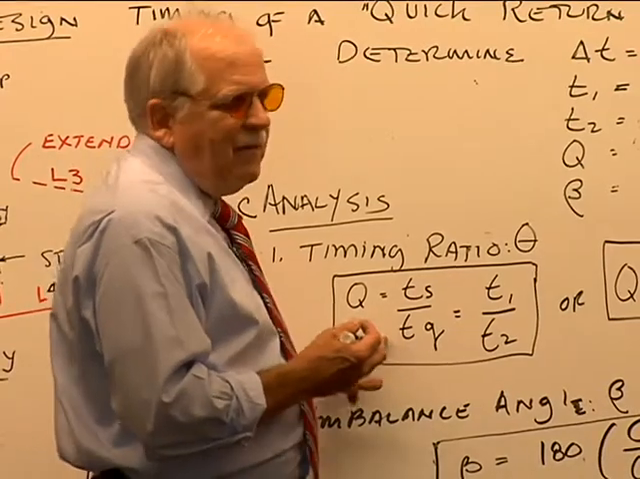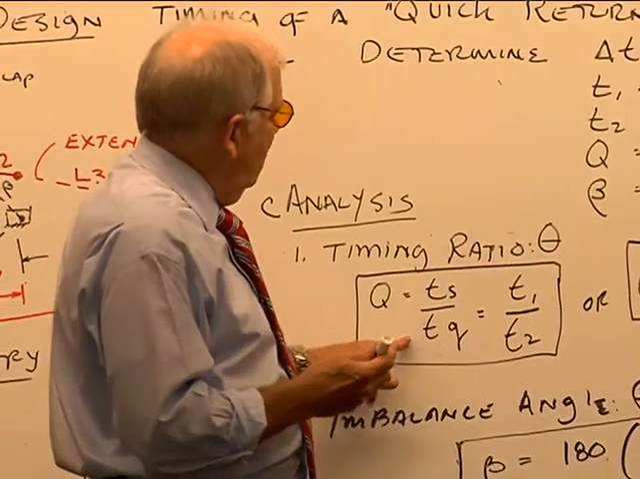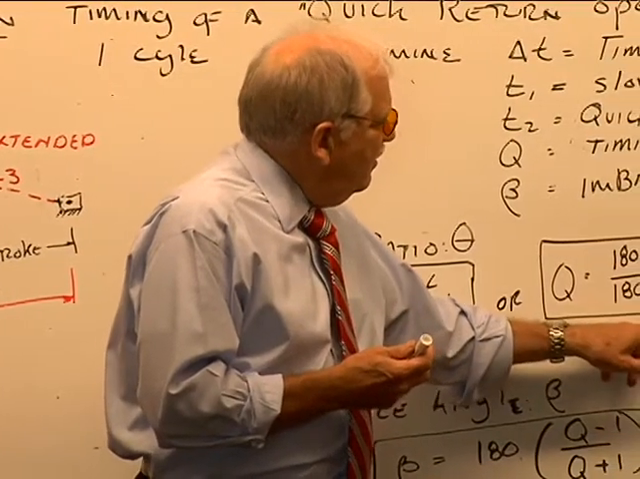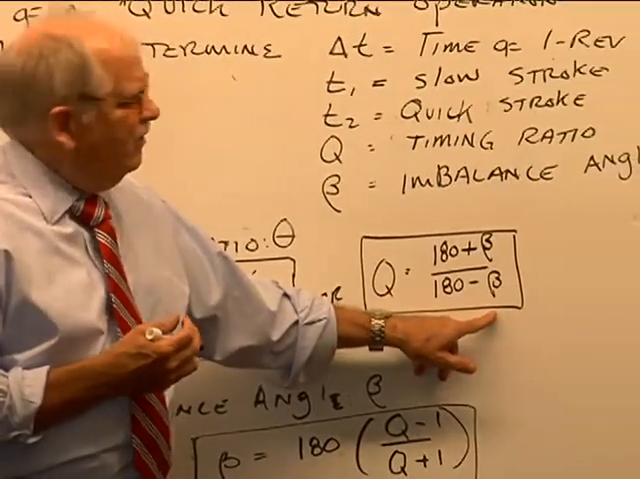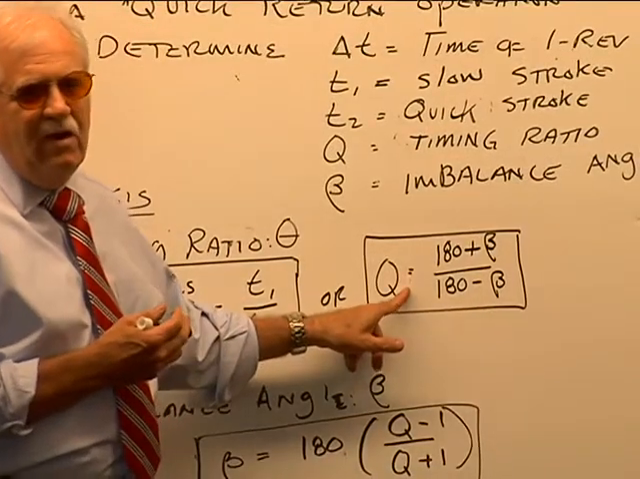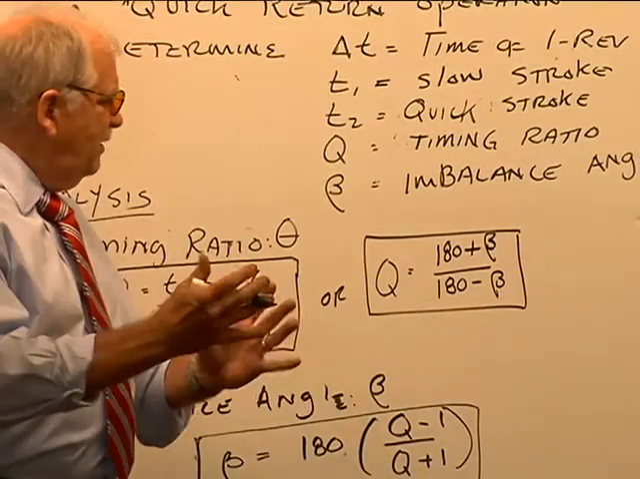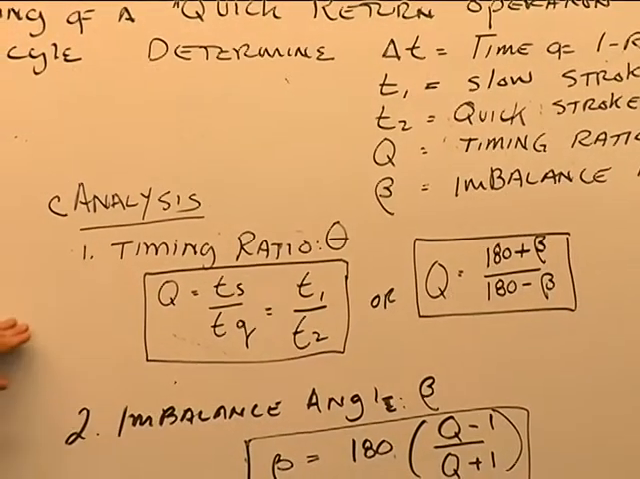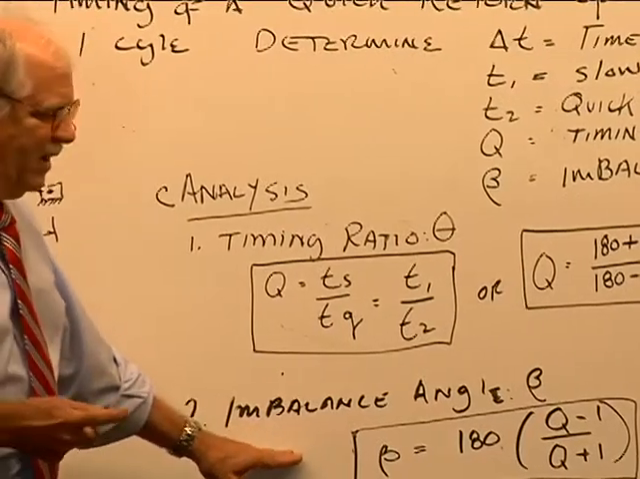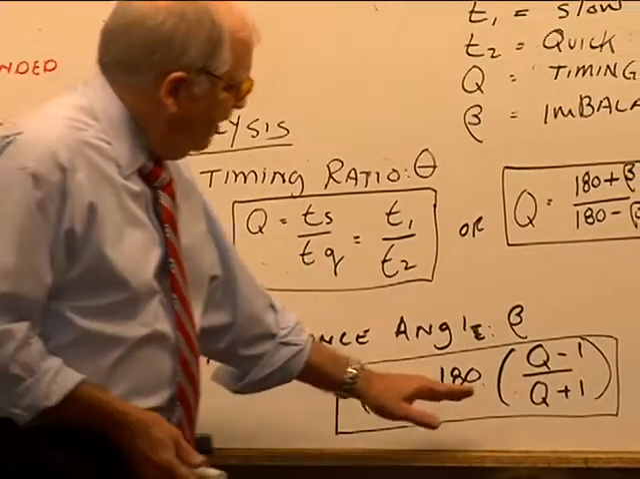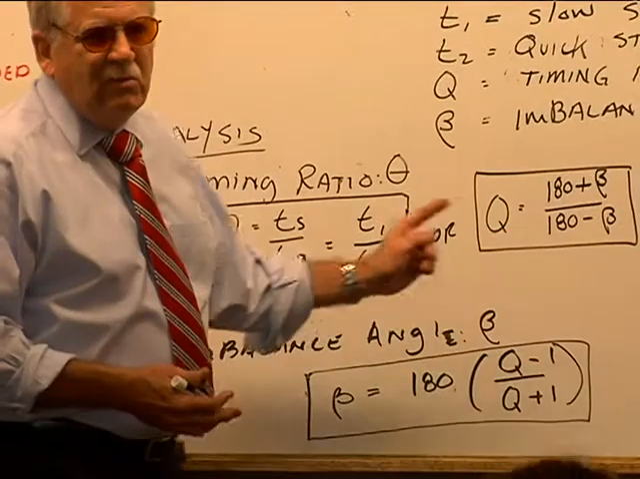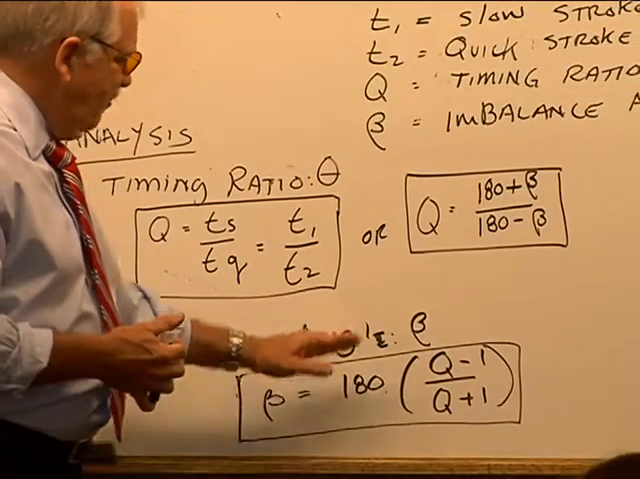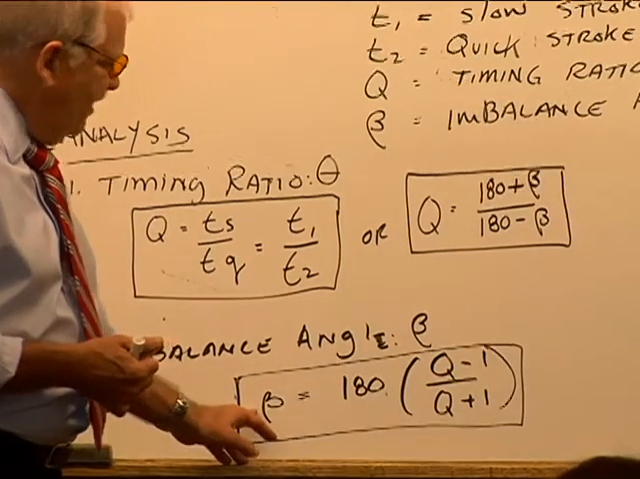Now, if you don't happen to have the two timings, the quick and the slow, then you can use the beta angle. If you happen to have the beta angle, you can also find the timing ratio this way. Depending on what you're given, that will determine how you can discover what Q is. Now, the second thing is, you try to find beta. You can find beta if you know Q. So these are all interchangeable kinds of formulas. Depending on what you want to find and what you know, you can use these formulas here. So beta can be discovered this way here.